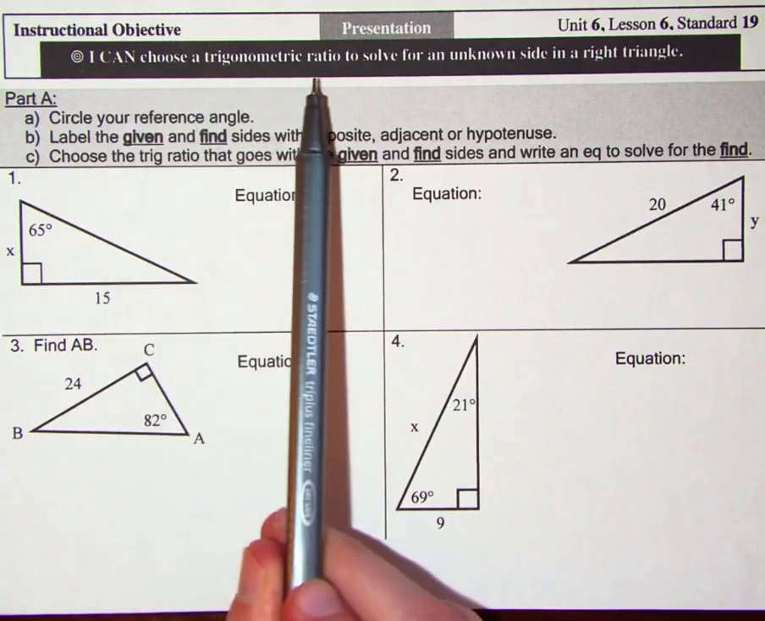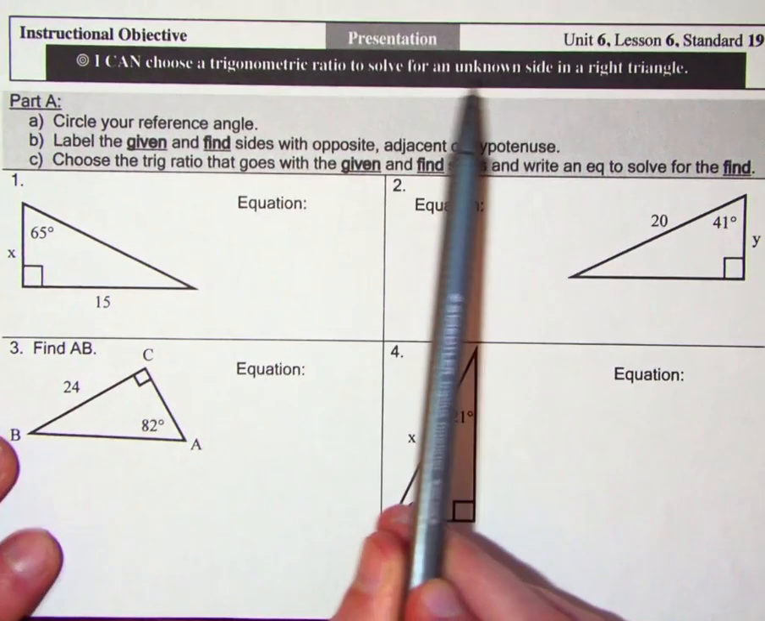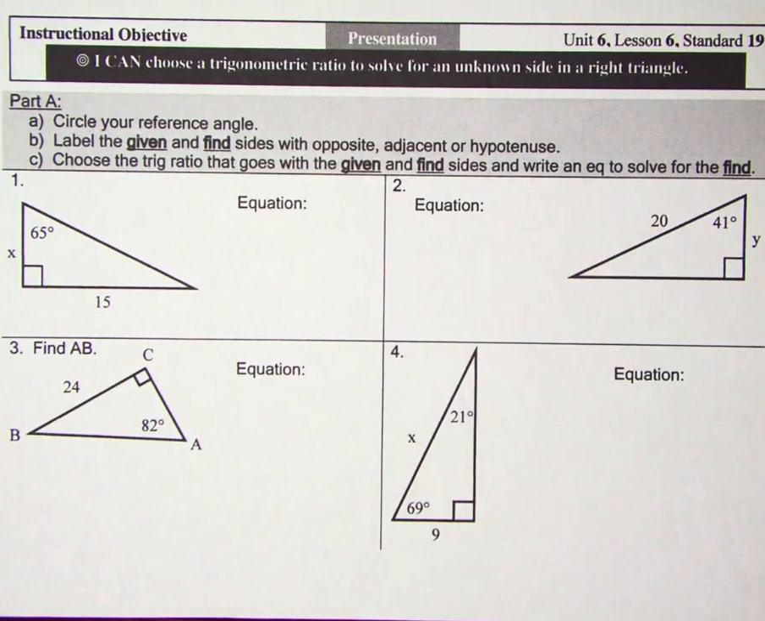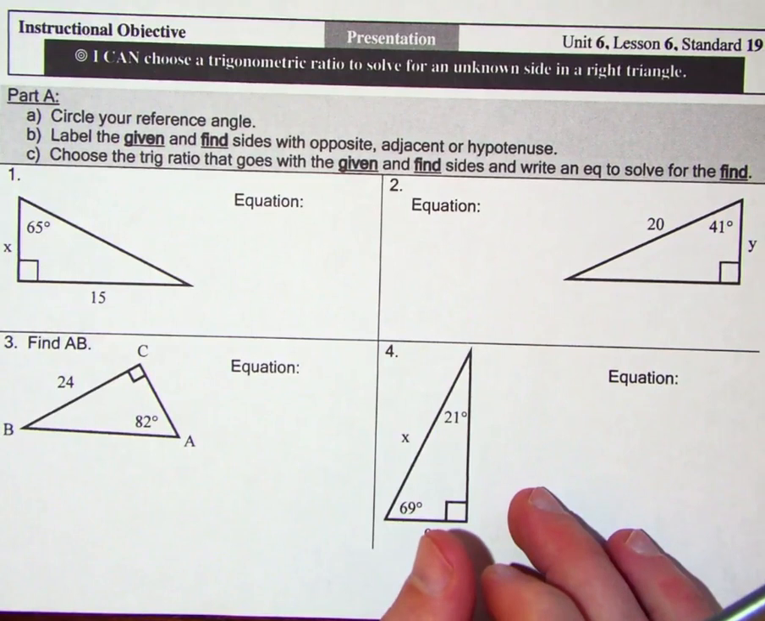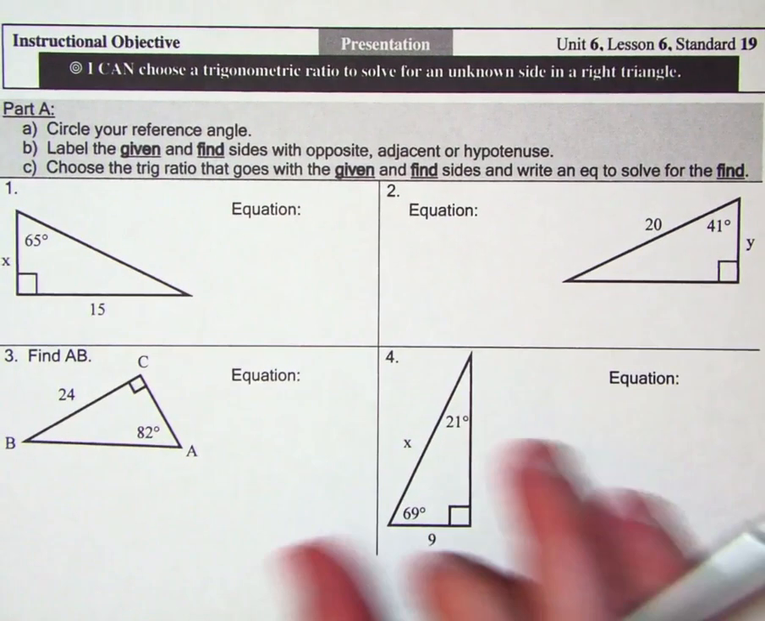I can choose a trigonometric ratio to solve for an unknown side in a right triangle. Today's about choosing. The last 3 lessons we worked individually with tangent, with sine, and with cosine, but today we have to figure out which one we want to pick.